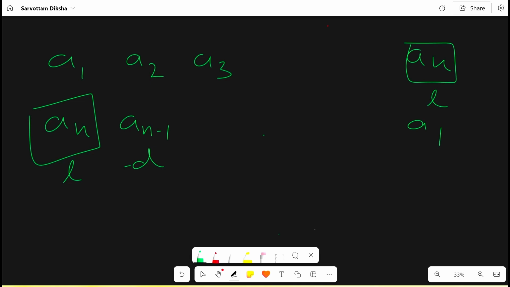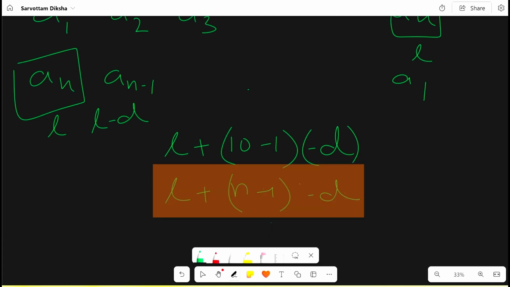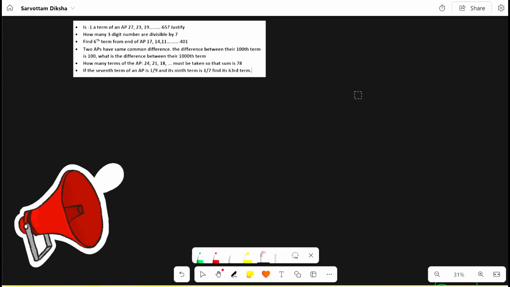So my 10th term from the end will become what? L plus (10 minus 1) into (minus D). The nth term from the end will become L plus (n minus 1) into (minus D). This you can directly use in MCQs. These are questions very frequently asked in board exams.